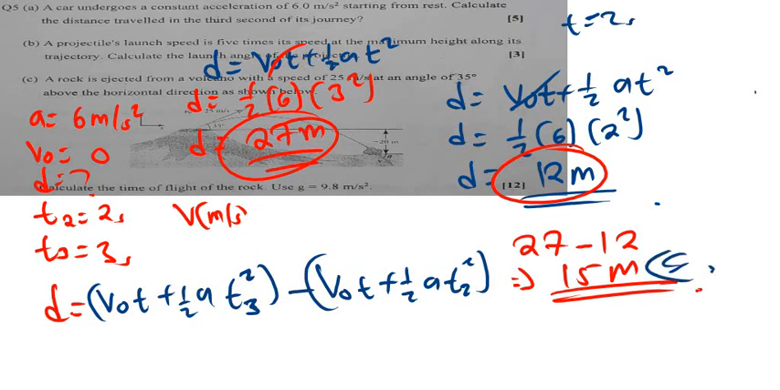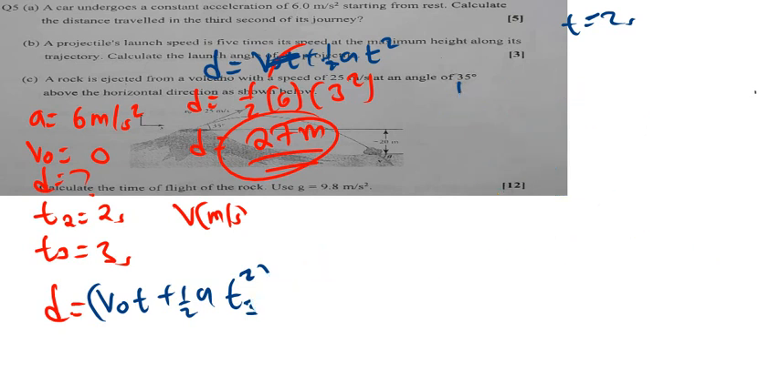So any type of equation which is going to ask you to find the distance traveled in the third second, this is the simple formula you have to follow. If you have been given the initial velocity, you plug in the initial velocity there. But in this case, they said it is started from rest, meaning the initial velocity is 0. Okay, so that is it for part A.